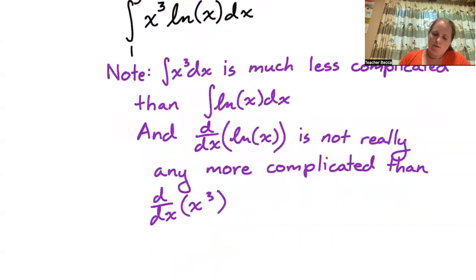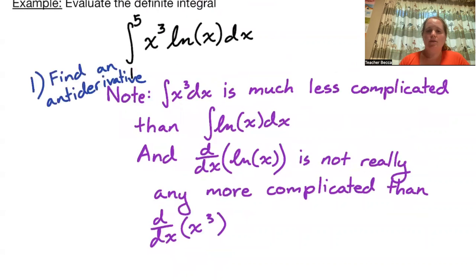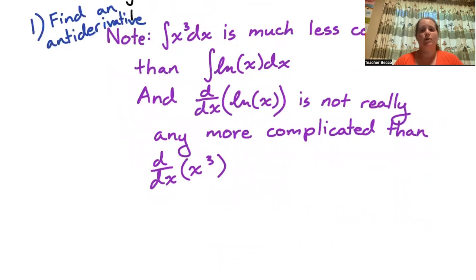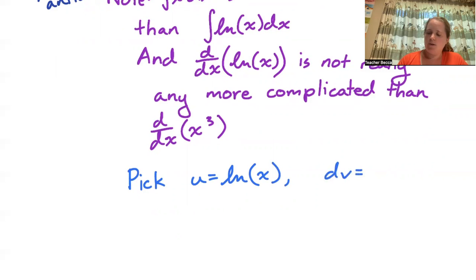So, I should have noted that first up, we are finding an antiderivative since we're doing a definite integral. We are going to try integration by parts. Since the derivative of natural log is easier to work with than having to throw in an integral of natural log, we will go ahead and pick u to be the natural log of x. And we will pick our dv to be x cubed dx.